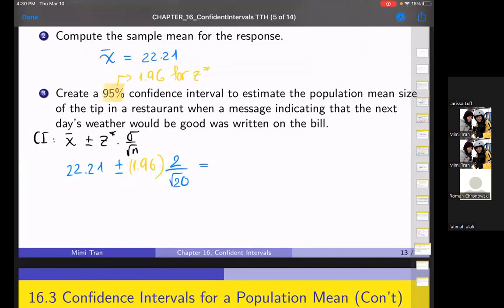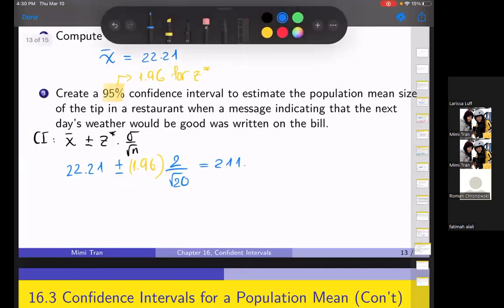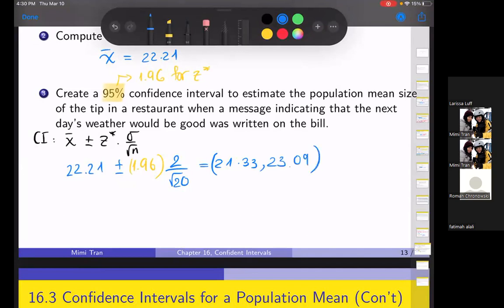I got 21.33. And that's my lower bound. My upper bound is 23.09. Okay, that's your CI.